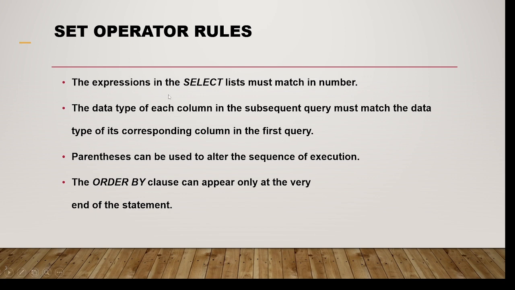The expressions in the select list of queries must match in number and data type. When you use the union, union all, intersect, and minus operators, ensure that the select lists have the same number and data type of columns. The data type sometimes may not be exactly the same. In such cases, the column in the second query must be in the same data type group as the corresponding column in the first query.